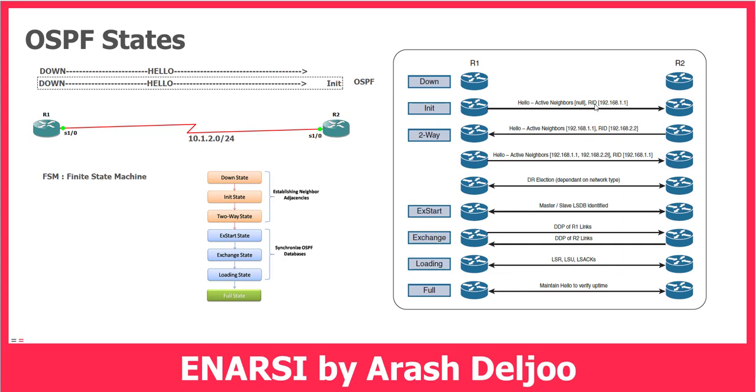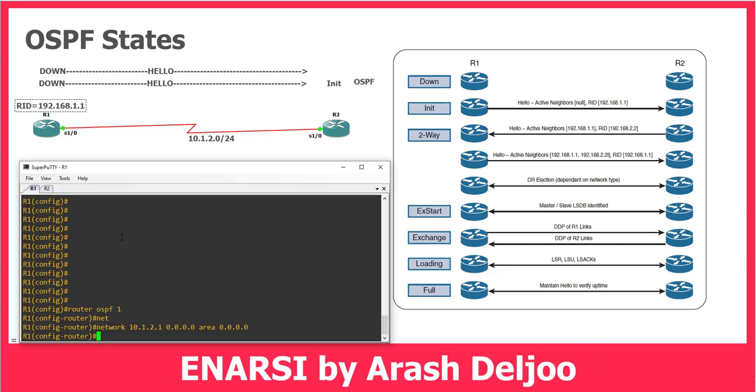And also in the hello, you know that R1 should send its RID. For example, the RID of router 1 is 192.168.1.1. This is the RID we have configured in this picture. Let me configure it here. The RID is 192.168.1.1. Let me show you in our scenario, the router ID 192.168.1.1.